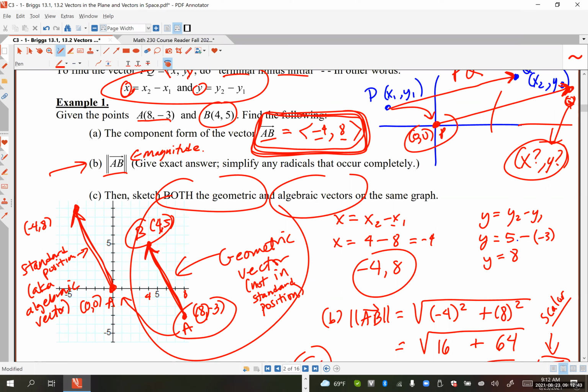And the initial point is here in this case, for B 4, for A 8? Well, the initial point is A, because they told us the vector is AB, and the very first uppercase letter is understood to be your initial point. And the second letter, order matters, is understood to be the terminal point, the one that has the tip, the arrow. Okay, thank you.